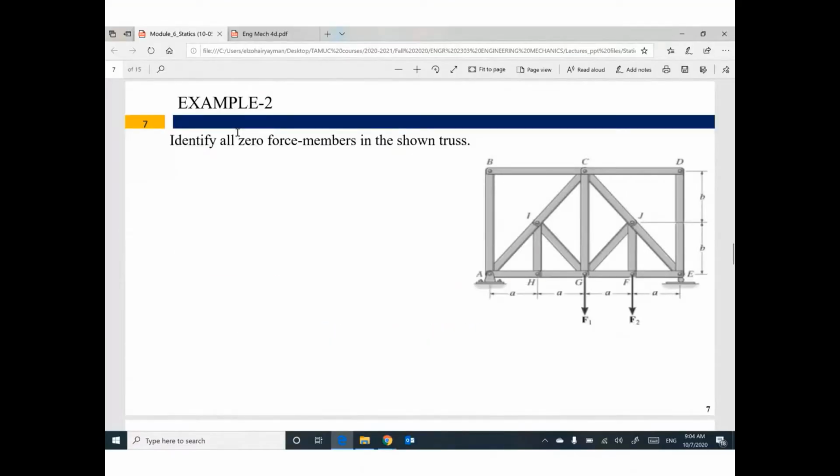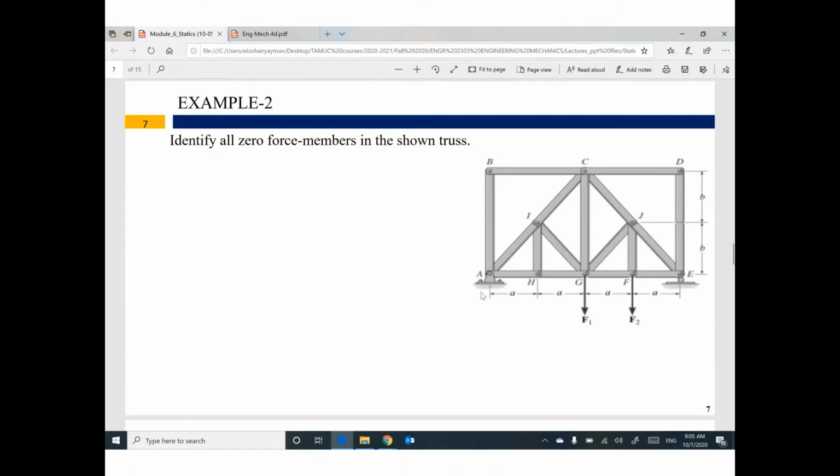We started to talk about trusses. And trusses, in a very simple word, are members connected together by something called joints, and the whole structure is supported by supports. This structure can be called a truss. The main target in this topic for trusses is to figure out what is the internal force in each member.